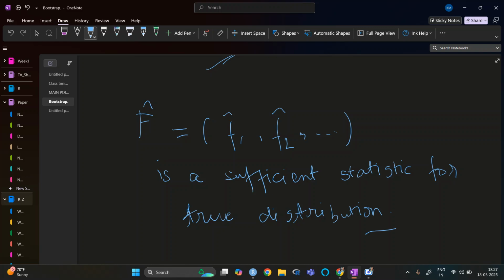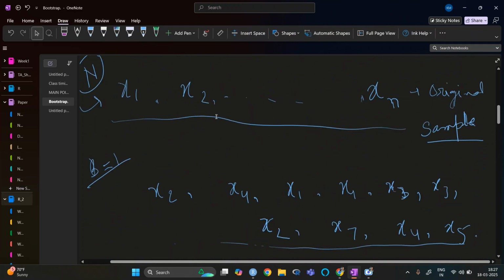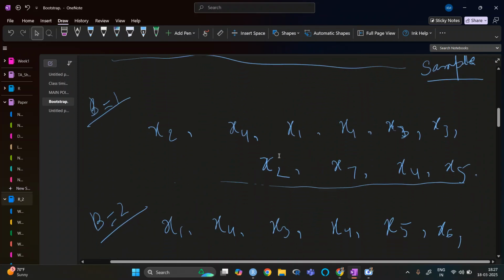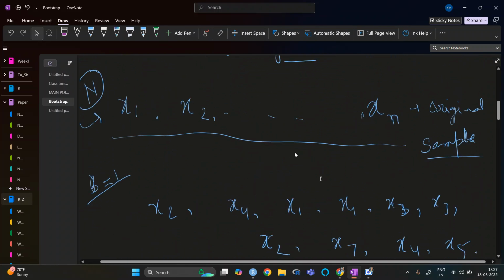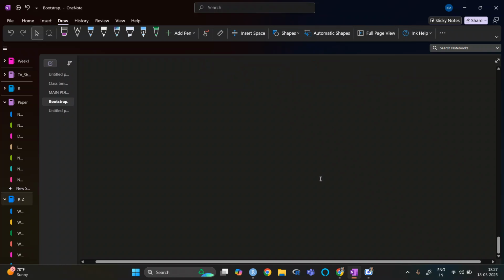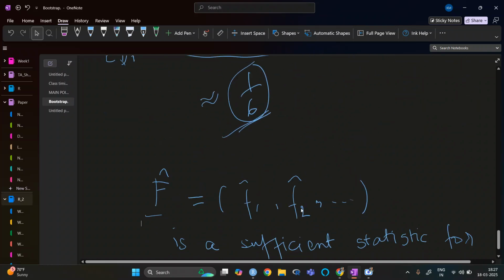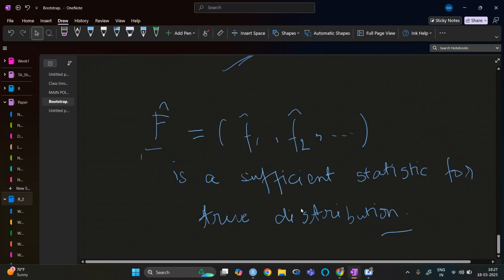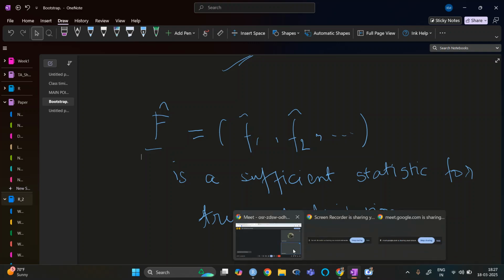So, sufficient means whatever information we have contained in x1, x2 will be contained in that f cap. Whatever information these samples have, this particular one will have all the information. So how can we say that?